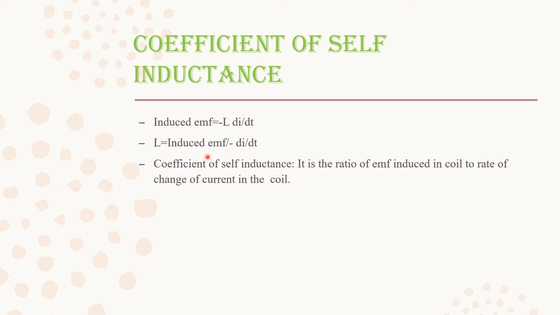So we can write the equation as induced EMF is equal to minus L into dI by dt, or simply we can write L is equal to induced EMF upon minus dI by dt. And we can produce a statement for the coefficient of self-inductance. The coefficient of self-inductance is the ratio of EMF induced in the coil to the rate of change of current in the coil.